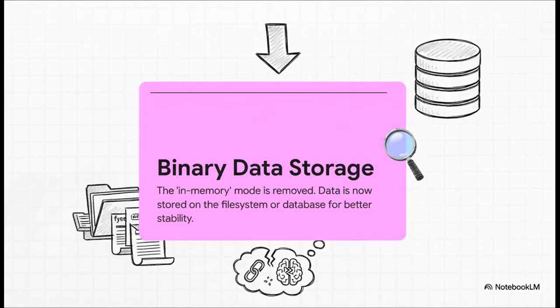Here's another neat performance boost. It's all about how N8N handles binary data, things like files. The old way of trying to keep it all in active memory is gone. Now, by default, N8N stores that data either on the file system or in your database. This is way more stable and performs so much better, especially if your workflows are dealing with large files.